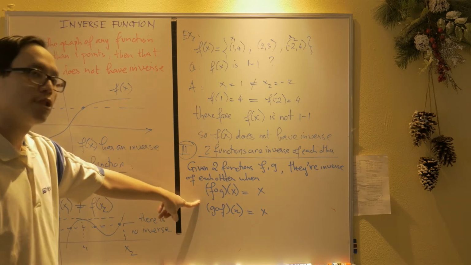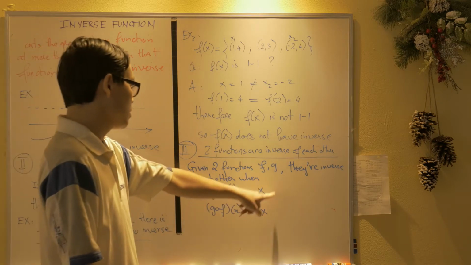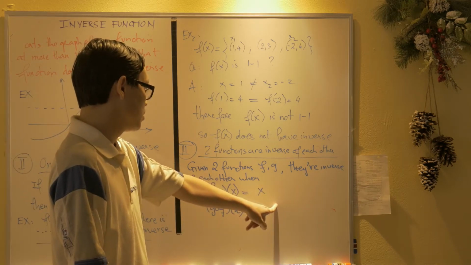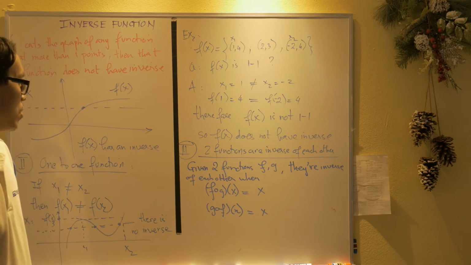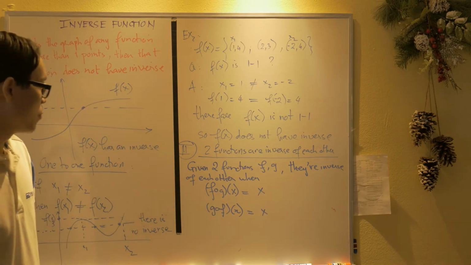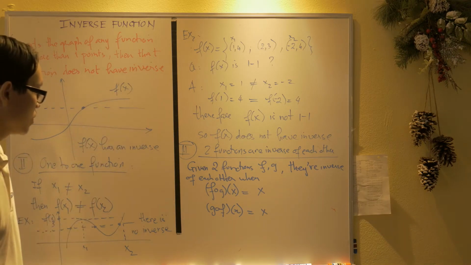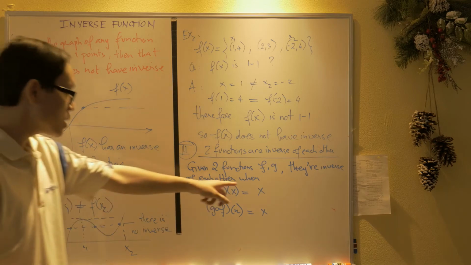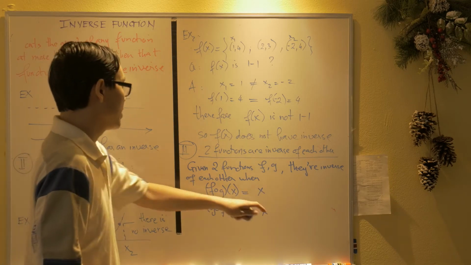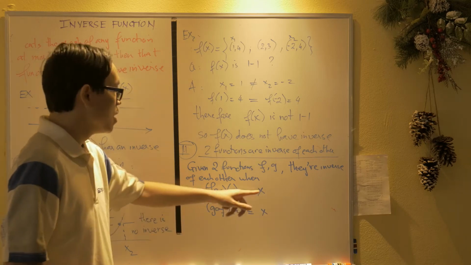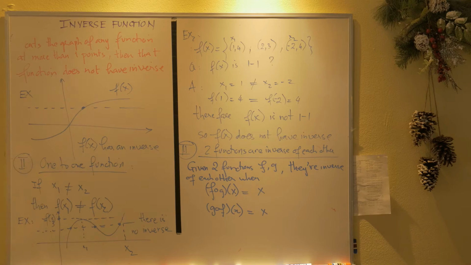We do f∘g and g∘f. If they turn out to be the same x, then we know they are inverses of each other, and then we know that they are symmetric about the line y equals x. But it must be the same x. It cannot be x squared. It cannot be x to the third power. It must be the same x. Only x. Okay, let me give you an example.